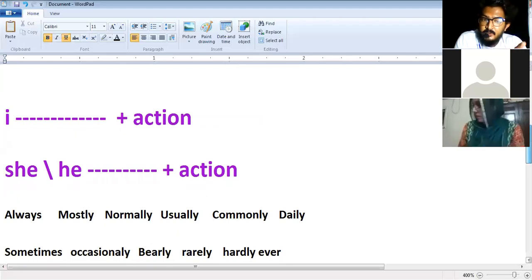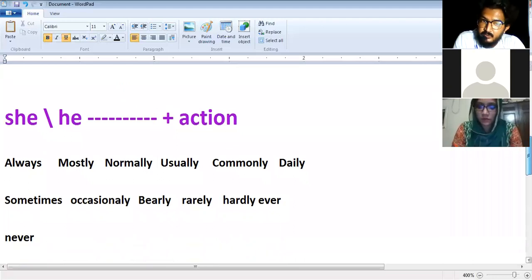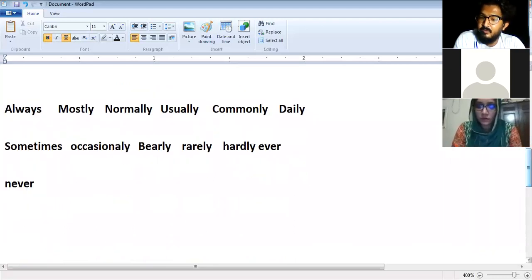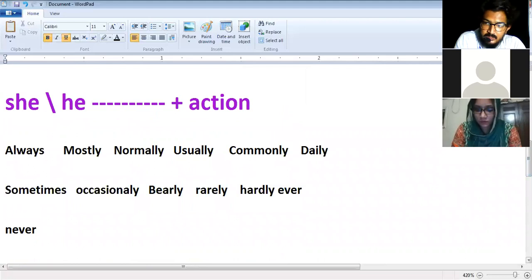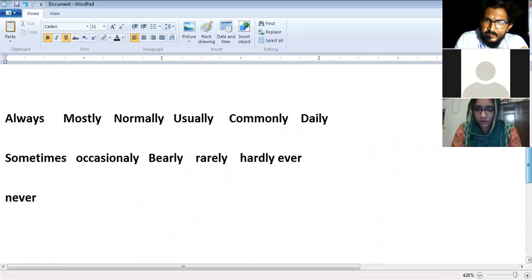So in answer, there are a lot of possibilities. There are a lot of words that you have to remember. We call it frequency of adverb. What do we call it? Frequency of adverb. But the name is not important. So there are three lists. Always, mostly, normally, usually, commonly, daily. These are the words that show most of the time, like the activities keep happening with a very little break. It keeps happening again and again, and there is little break.